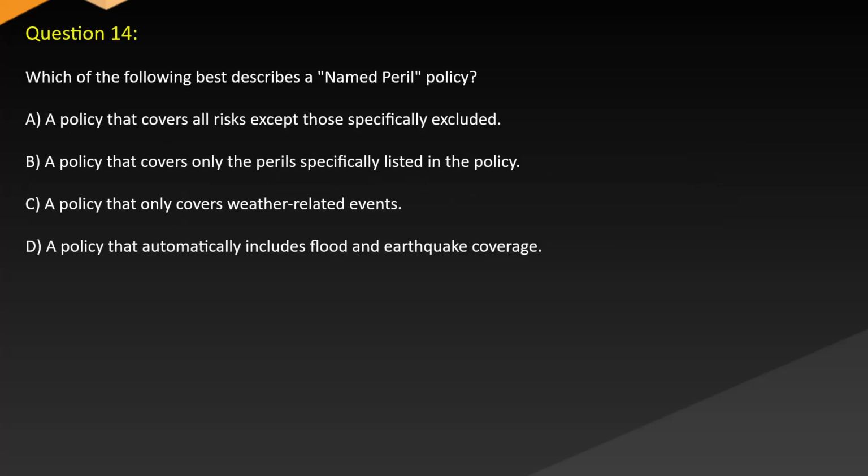Question 14. Which of the following best describes a named peril policy? A. A policy that covers all risks except those specifically excluded. B. A policy that covers only the peril specifically listed in the policy. C. The policy that only covers weather-related events. D. A policy that automatically includes flood and earthquake coverage.